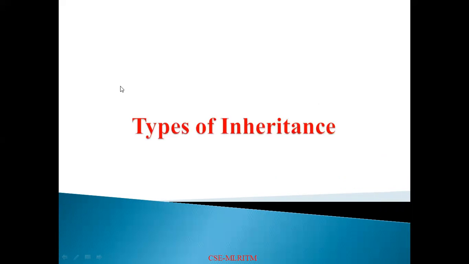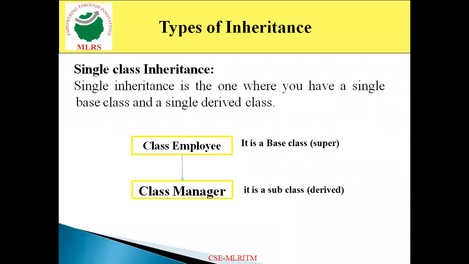In this session, we discuss types of inheritance. In the previous session, we discussed what inheritance actually is. Now, we discuss types of inheritances. Basically, there are 5 types of inheritances: single inheritance, multi-level inheritance, multiple inheritance, hybrid inheritance, and hierarchical inheritance.